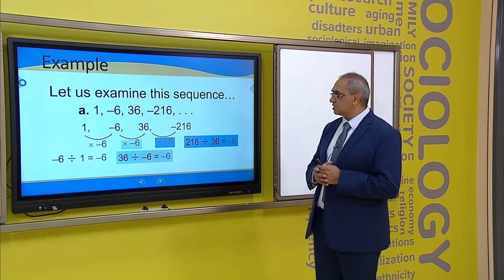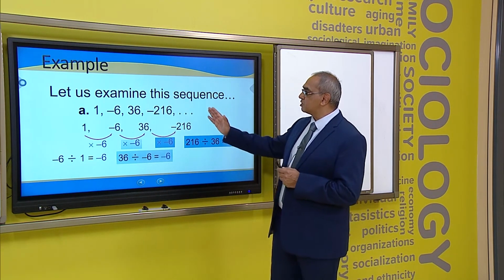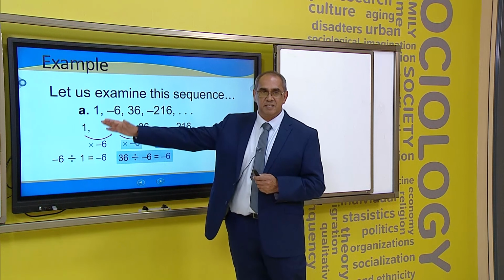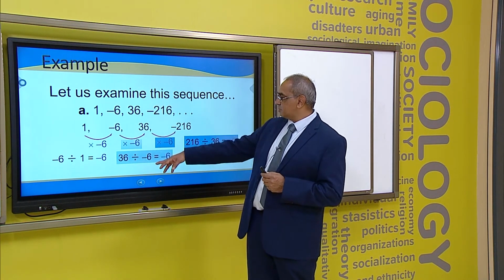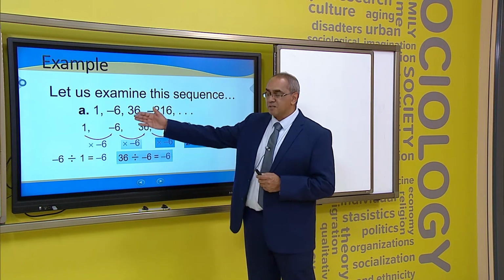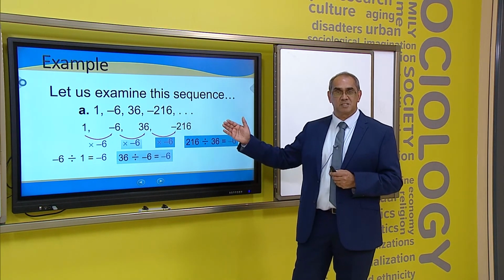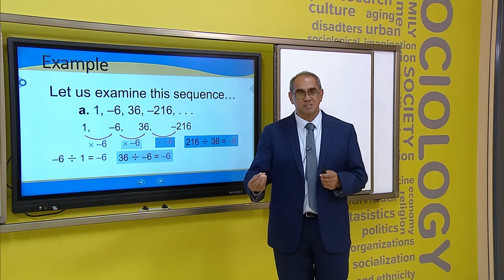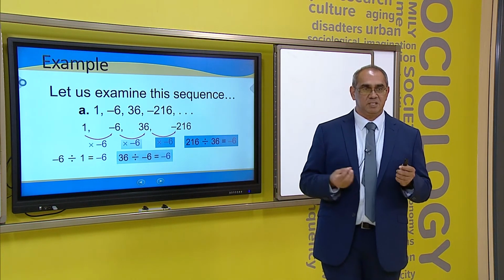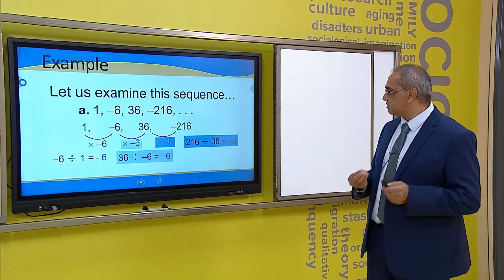Okay, when we test for a geometric sequence, we always look at the second term divided by the first term. So minus 6 divided by 1 is minus 6. 36 divided by minus 6 is minus 6. And if we do that consistently and we get the same answer, then we know it is a geometric sequence. That is the test for it.